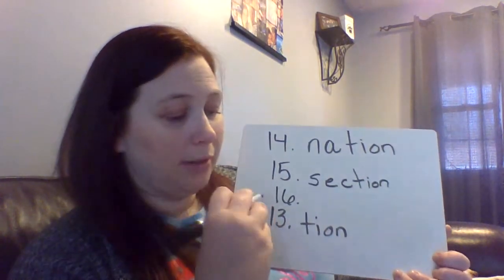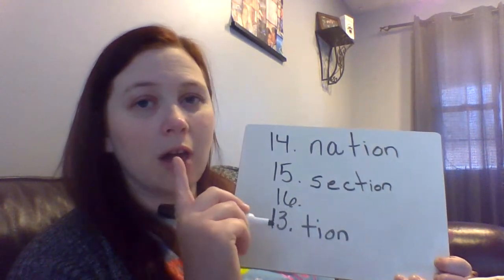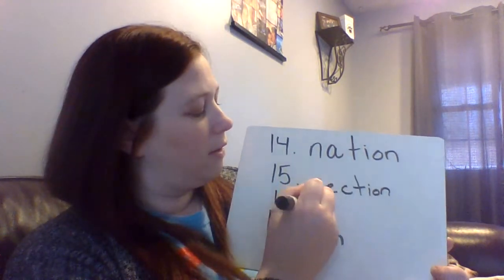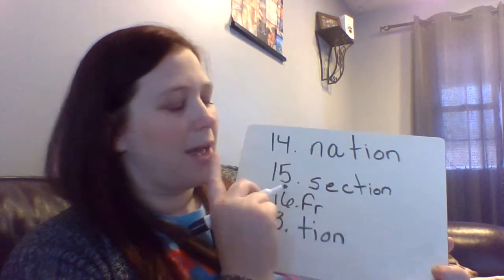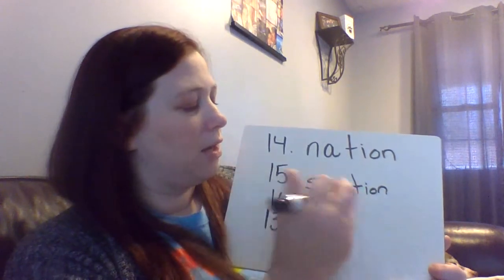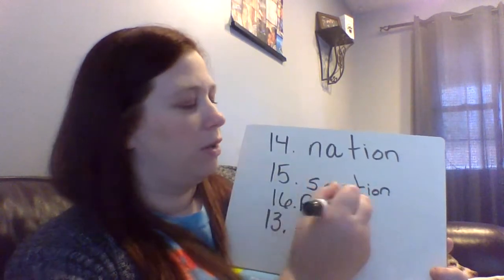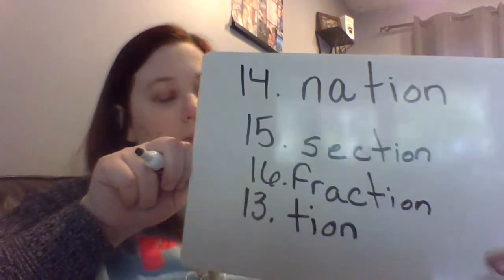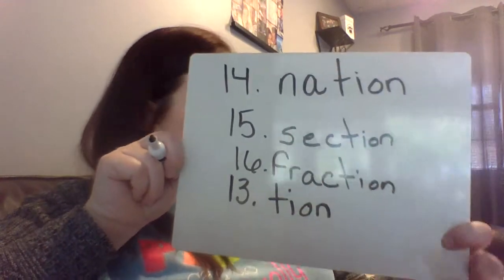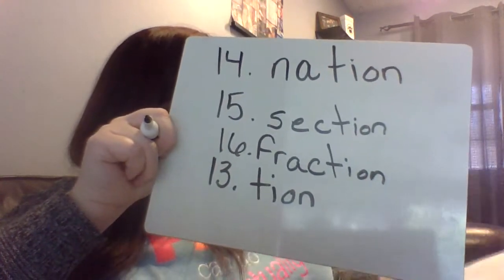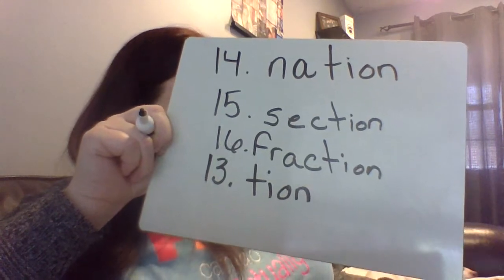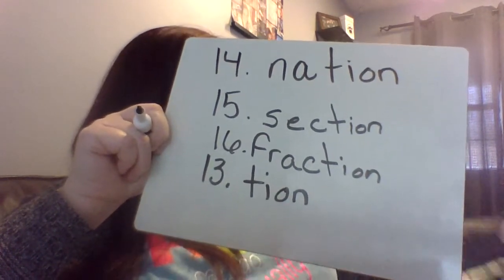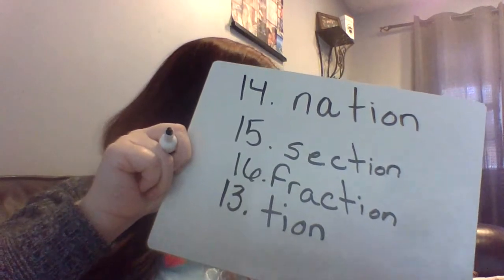Number 16, a word we didn't use in the examples, fraction. F, R, A, C, and then shun, T-I-O-N. All right, go ahead and make sure that you have those down before we move on to coding. Let's get this erased. Move on to our coding.